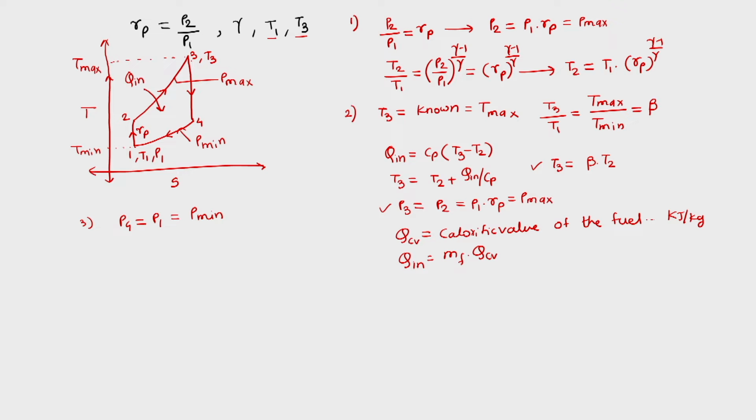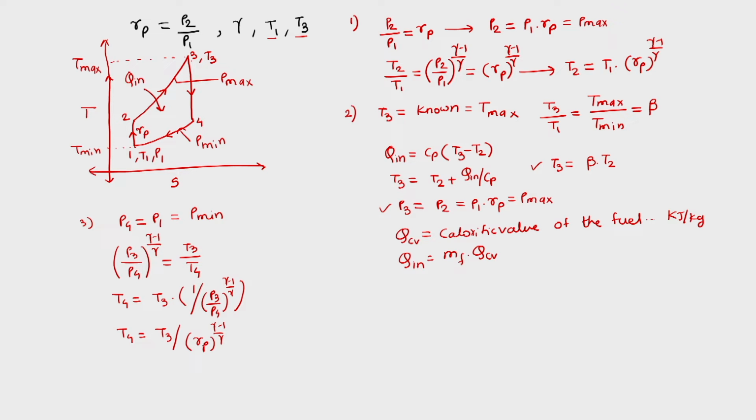Then we have to find out what T4 is. To find T4, we will use again the formula (P3 by P4) bracket raised to (gamma minus 1) upon gamma is equal to T3 by T4. So T4 is equal to T3 into 1 upon (P3 by P4) bracket raised to (gamma minus 1) upon gamma. But what is P3 by P4? P3 by P4 is Rp. So T4 is equal to T3 upon Rp raised to (gamma minus 1) upon gamma.